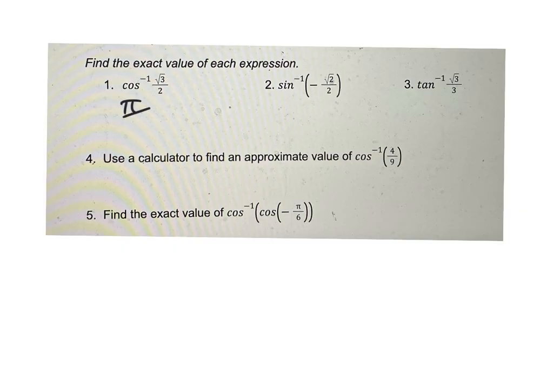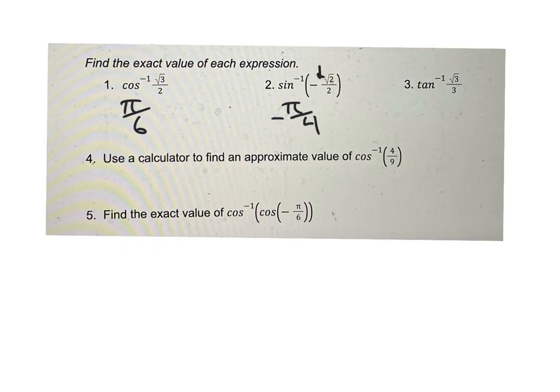Cosine is square root of 3 over 2 at pi over 6. Second one, where is sine negative square root of 2 over 2? Remember, sine is square root of 2 over 2 at pi over 4. But because it's negative in there, remember, inverse sine, you use quadrant 1 and 4. So to get quadrant 4, we're going negative there.